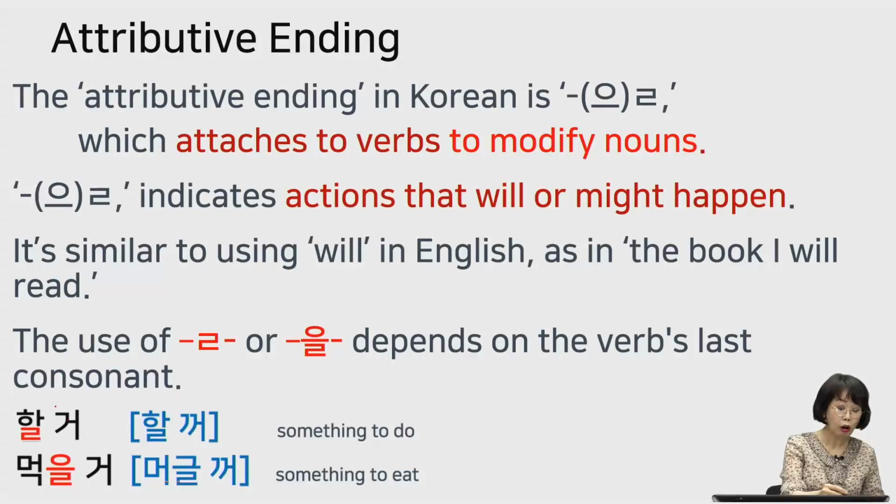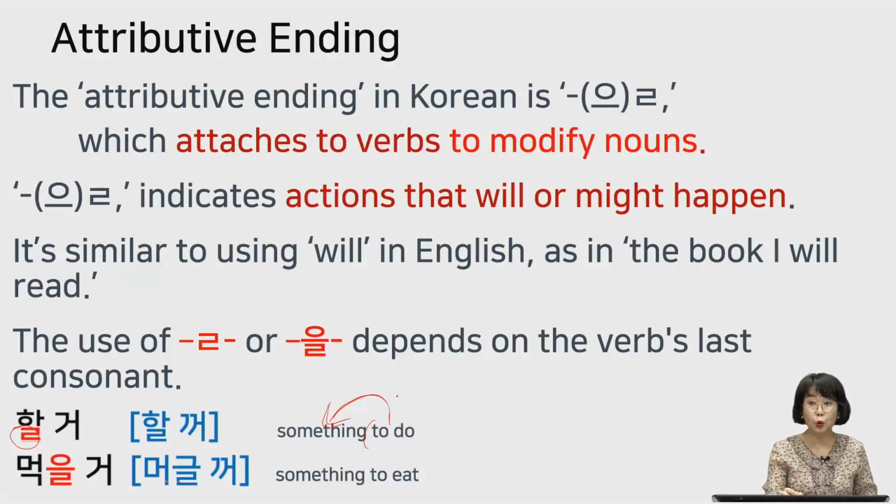할 거. ㄹ is the attributive ending. 할 거. Something to do. To do modifies or describes something. 할 거. 거 means thing. 할 거. Something to do. Word order is totally opposite between Korean and English. Something to do.